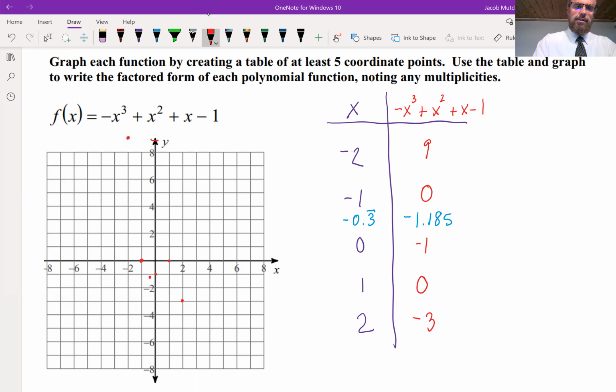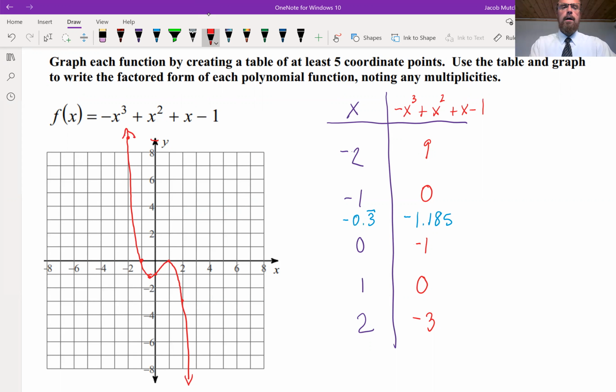So I want to sketch that function. It descends on the left there, hits the minimum, rises up, hits the x-axis, bounces off, and descends down to negative infinity. So there's my graph, and that completes that first task. So my second task is to use the table and the graph to write the factored form of each polynomial function, and being on the lookout for any multiplicities.